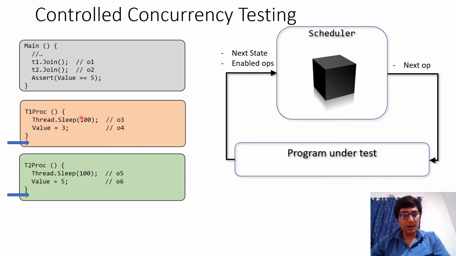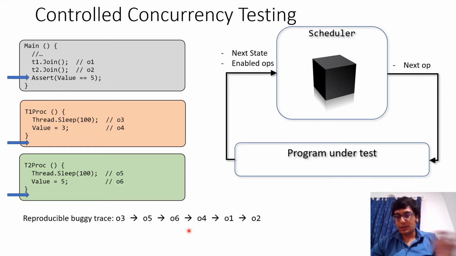This might be followed by the write in thread 1, and finally the main thread executes the assertion, which now fails. The failure of the assertion happens because the write of thread 2 preceded the write of thread 1. You now get a reproducible buggy trace which tells you all the operations that if you execute in this sequence will result in the assertion failing.